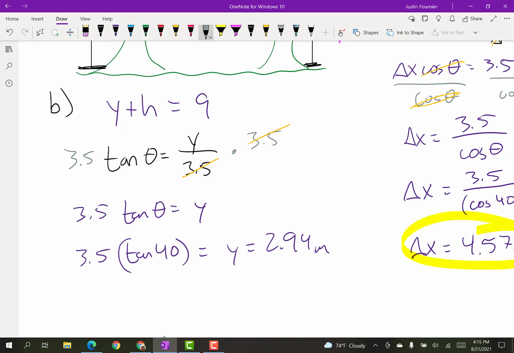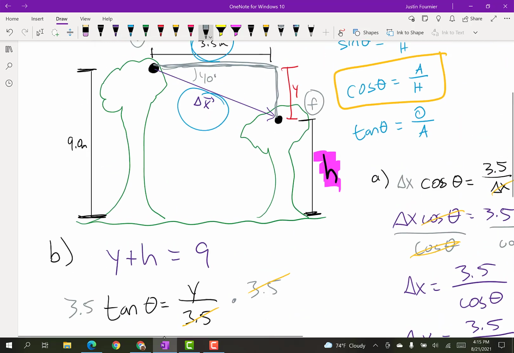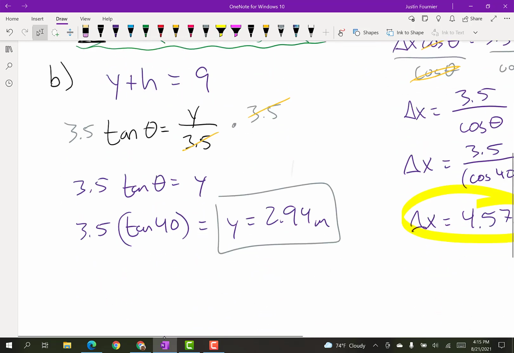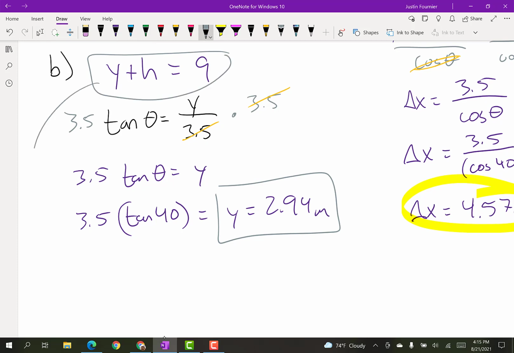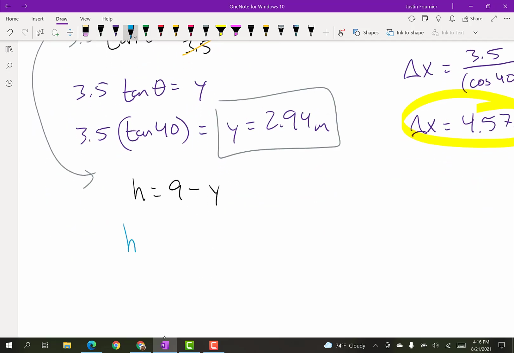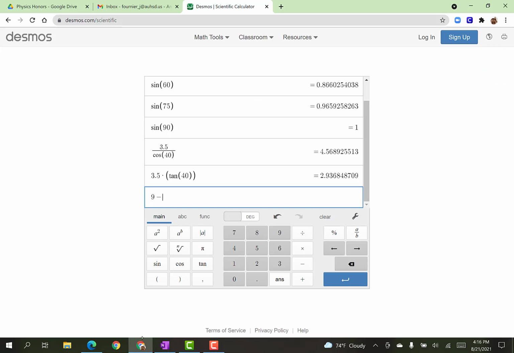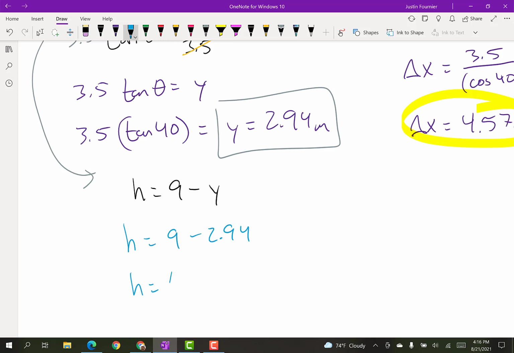meters. However, that's not my answer. That's my change in y right there. They want to know how high I am above the ground. So I'm going to subtract that from 9 meters, because using this equation from over here, h is equal to 9 minus y. So h is equal to 9 minus 2.94, which is, I'm just going to use the calculator, 6.06, so about 6.1. Yeah, we'll say 6.1, why not? So 6.1 meters above the ground. And there you go. All right, bye.